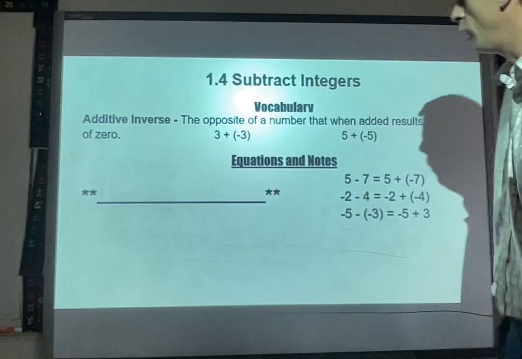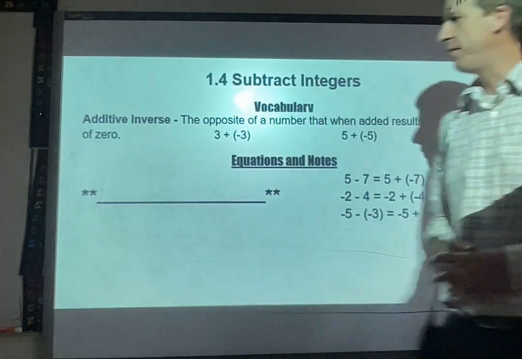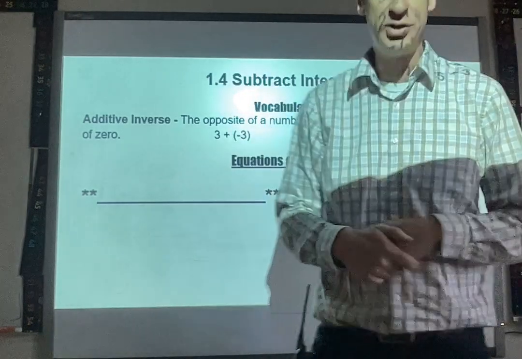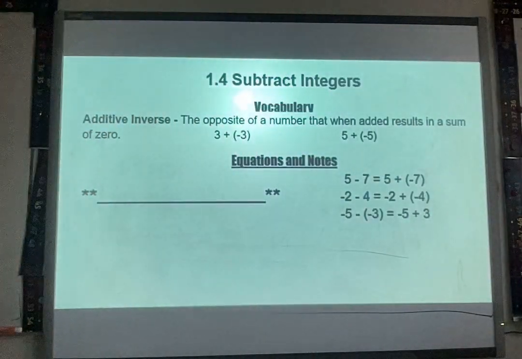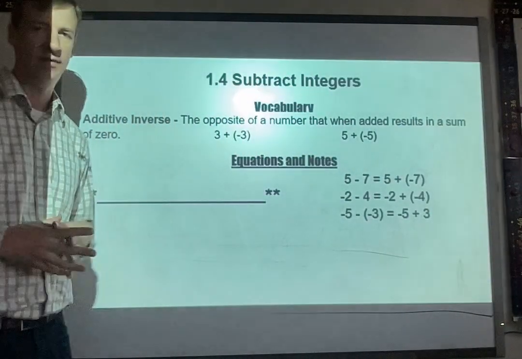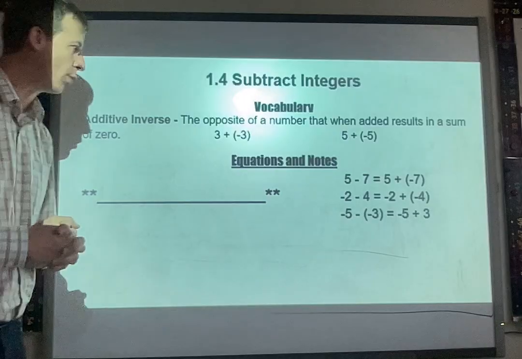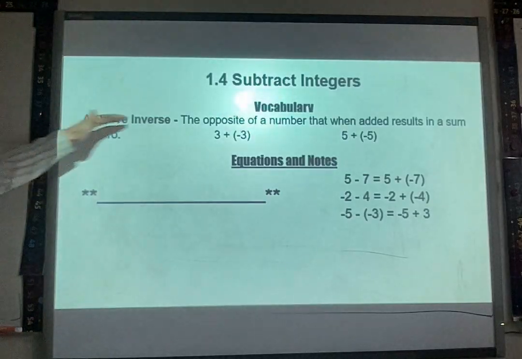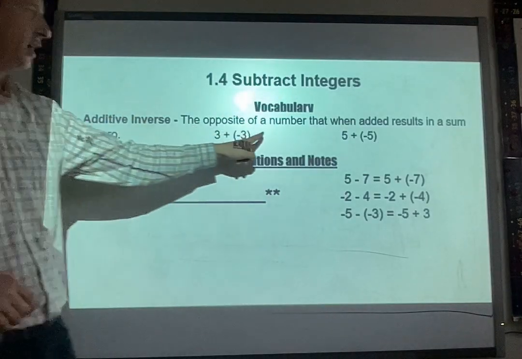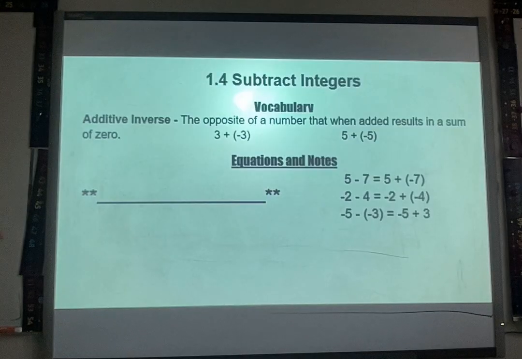Today we're working on section 1.4, subtract integers, and we're going to find that subtracting integers is very similar to adding integers. You need one vocabulary term for this, and that's additive inverse. You're going to see that word around a little bit in your homework. So the additive inverse is the opposite of a number that when added results in a sum of 0.